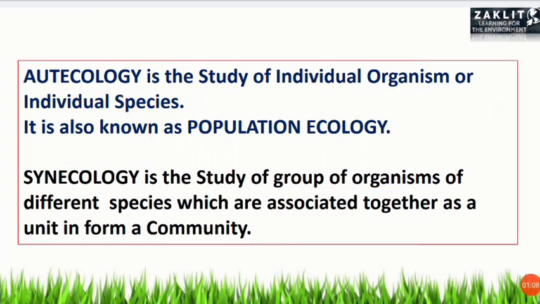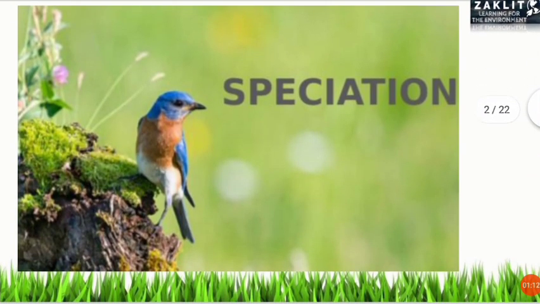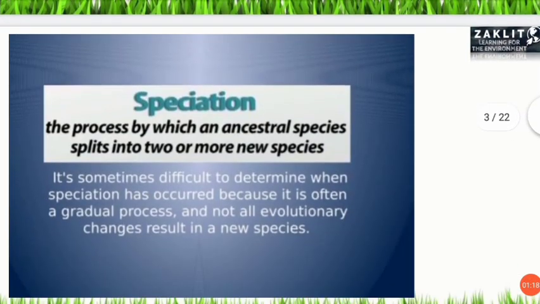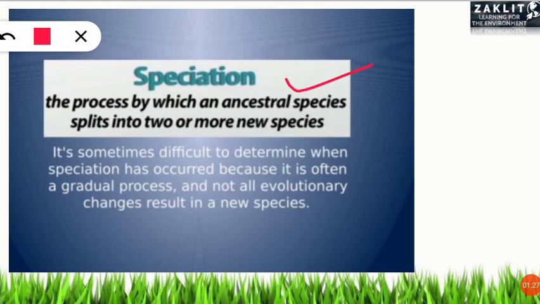So let's start with the new thing which we have discussed in the last video that we will discuss here. The thing is speciation. So this will be very interesting and beautiful topic. So आइए शुरू करते हैं speciation. So first of all, what is speciation? So speciation is the process by which an ancestral species. So ancestral means if we are considering ourselves, then our grandfather, our father is the ancestor. So that father or grandfather, that is the ancestral species, splits into two or more new species.